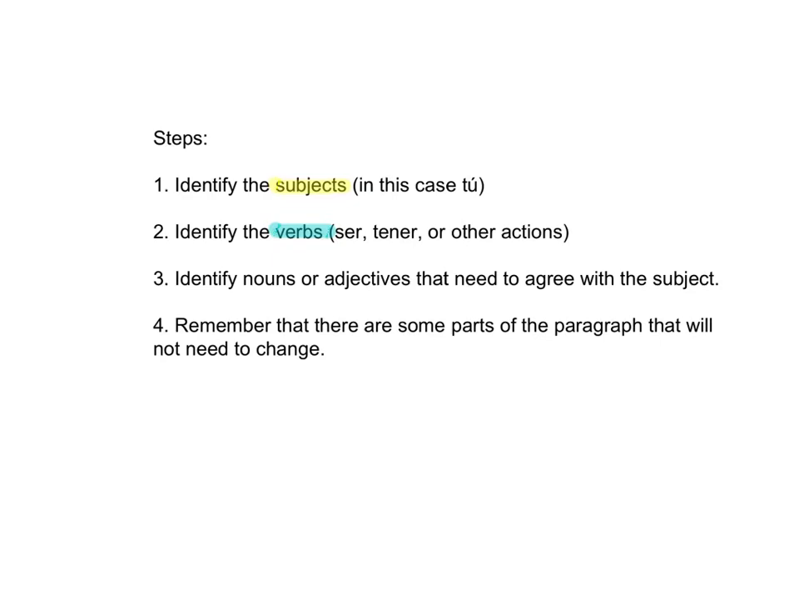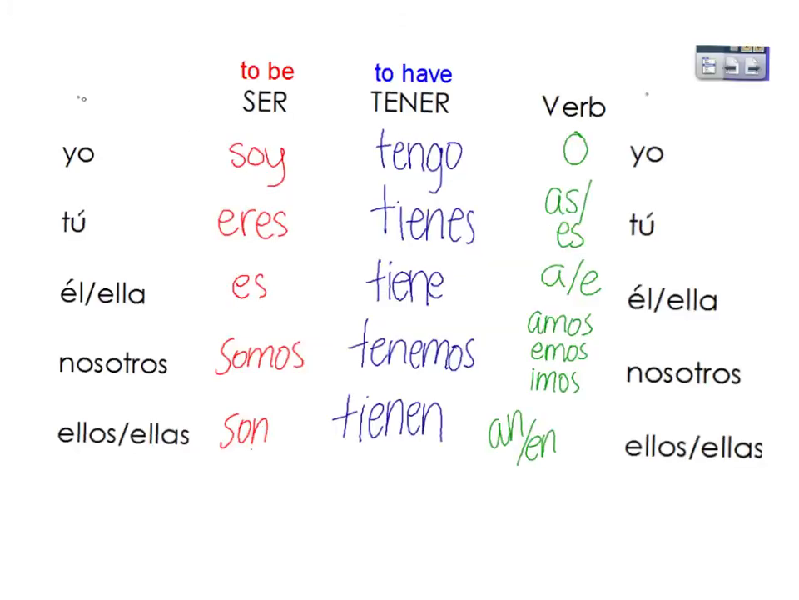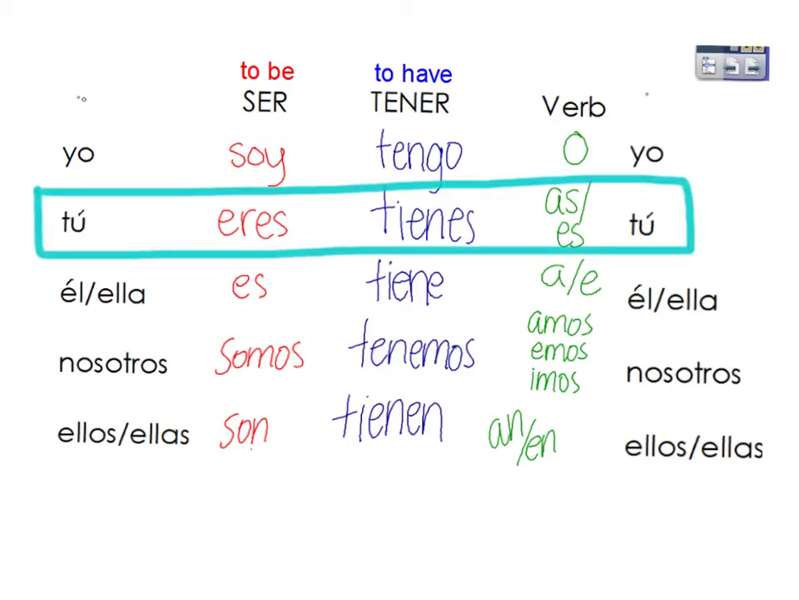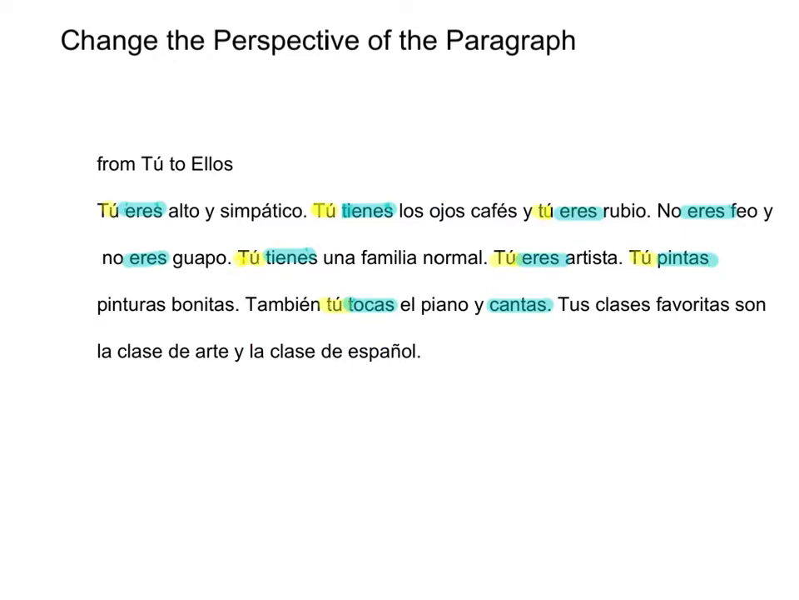Now we're going to identify the verbs, so the form of ser, tener, or any other action. This is the chart to help you figure out the different verbs. The words in the box are what you're going to look for. Eres, tienes, or actions that end in either es or as. Here's the paragraph. Now the subjects are highlighted in yellow, the verbs are highlighted in blue.